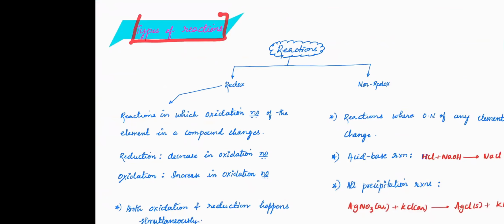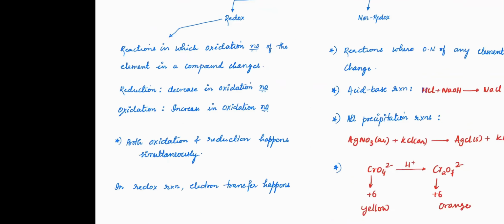There are different types of reactions, but broadly we classify them into two kinds. One is a redox reaction, the other one is a non-redox reaction. Reactions in which the oxidation number of the element in a compound changes, we say it is undergoing a redox reaction.